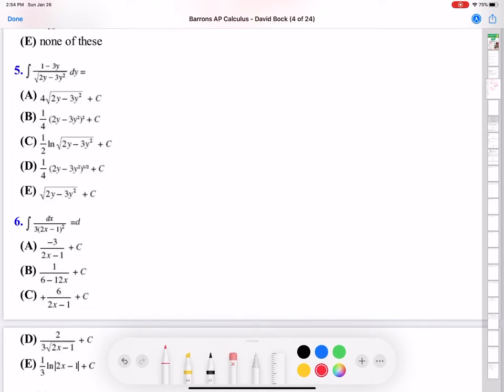Number 5. Another u substitution problem. Which part is u in this case? 2y minus 3y squared. That part is u. So change the y function to the u function. That is the square root of u, and then change dy to du. How? 1 over u prime. U prime is 2 minus 6y, right? Times du, the derivative of u part. It's 2 minus 6y. And then I'm going to change this part a little.